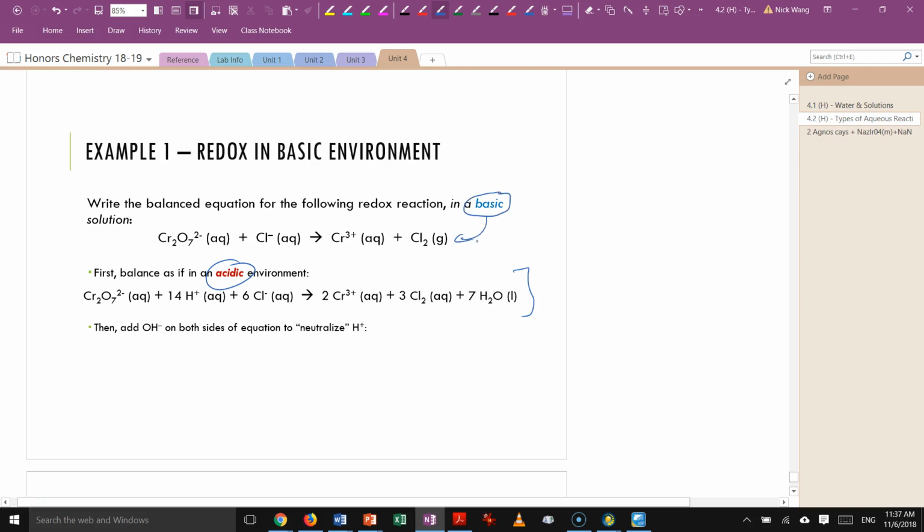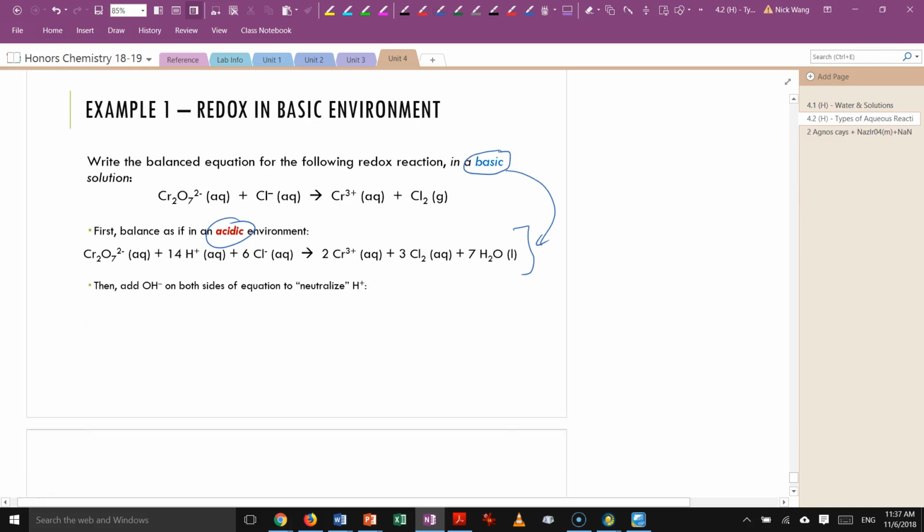So this right here needs to turn basic. But first, we take an acidic detour, and then we'll turn it into a base after that. Notice how we know this has been written acidically: you have the H+ right there. Having some H+ in solution makes it acidic. Let's turn it to basic by adding an appropriate amount of hydroxides.